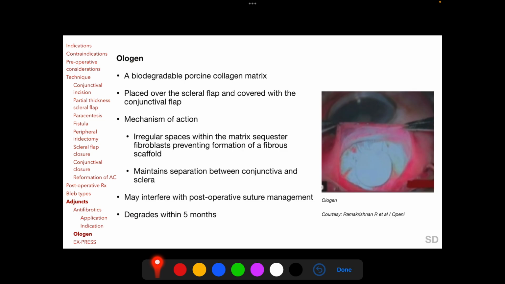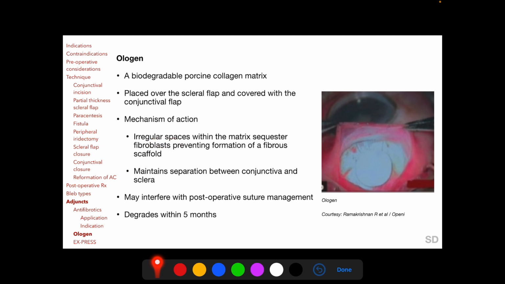Ologen is another adjunct which can be used with trabeculectomy, and it is a biodegradable porcine collagen matrix as seen here in this photograph. It is placed over the scleral flap and is covered with the conjunctival flap, and the mechanism of action of the Ologen implant is twofold.